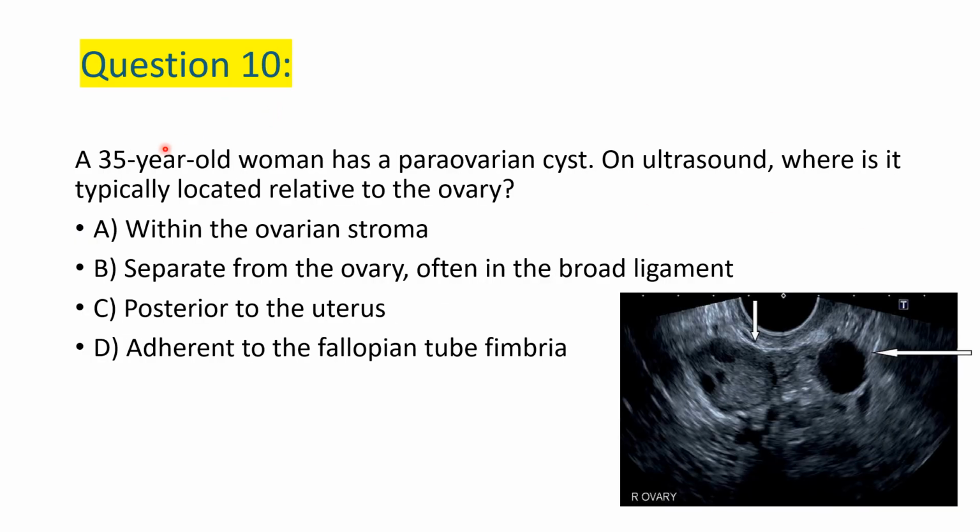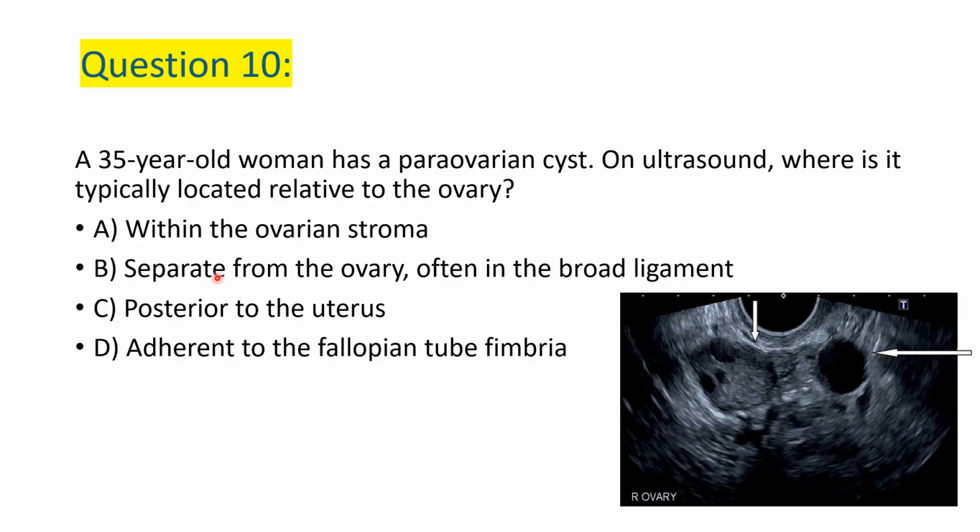Question number 10. A 35-year-old woman has a para-ovarian cyst on ultrasound. Where is it typically located relative to the ovary? So you can see the ovaries here, and you can see the para-ovarian cyst is there. A. Within the ovarian stroma. B. Separate from the ovary, often in the broad ligament. C. Posterior to the uterus. D. Adherent to the fallopian tube, fimbria.